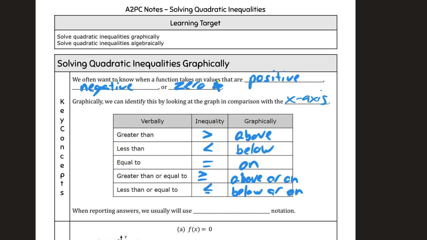Okay, and then reporting your answers, usually you're going to use interval notation again, but you will use inequality notation some as well. So we need to be able to use both of those forms and be able to go back and forth between the two.